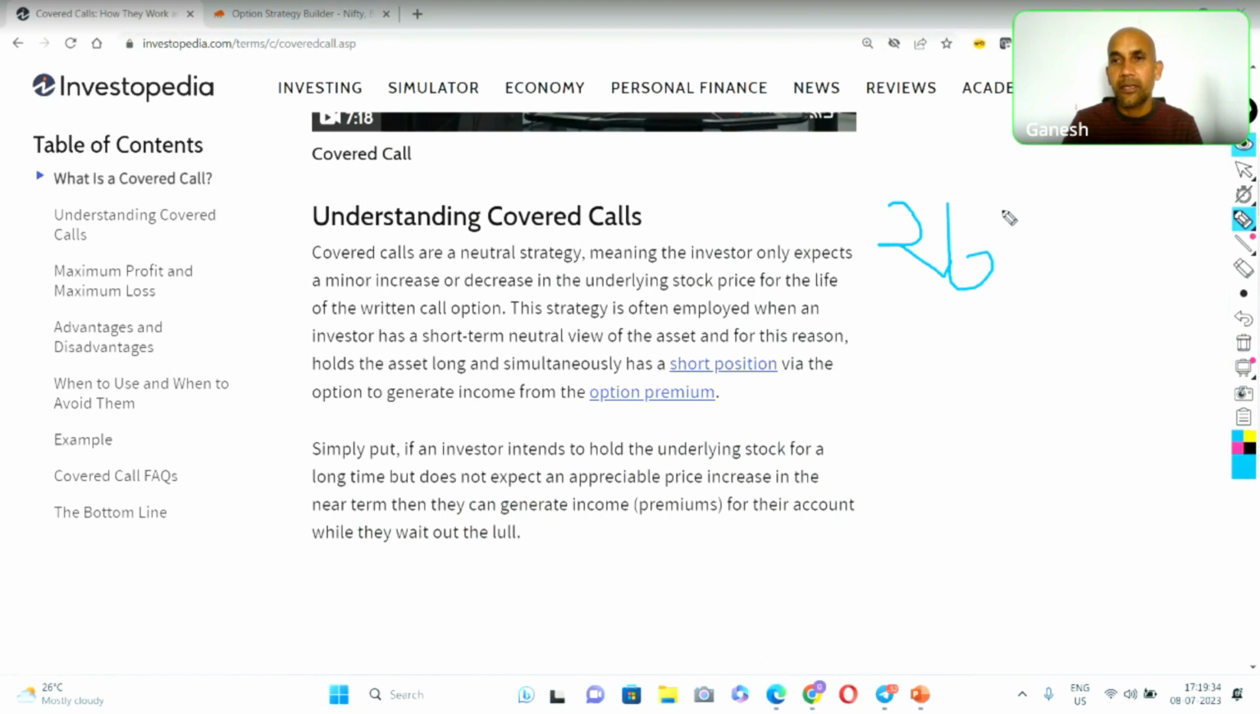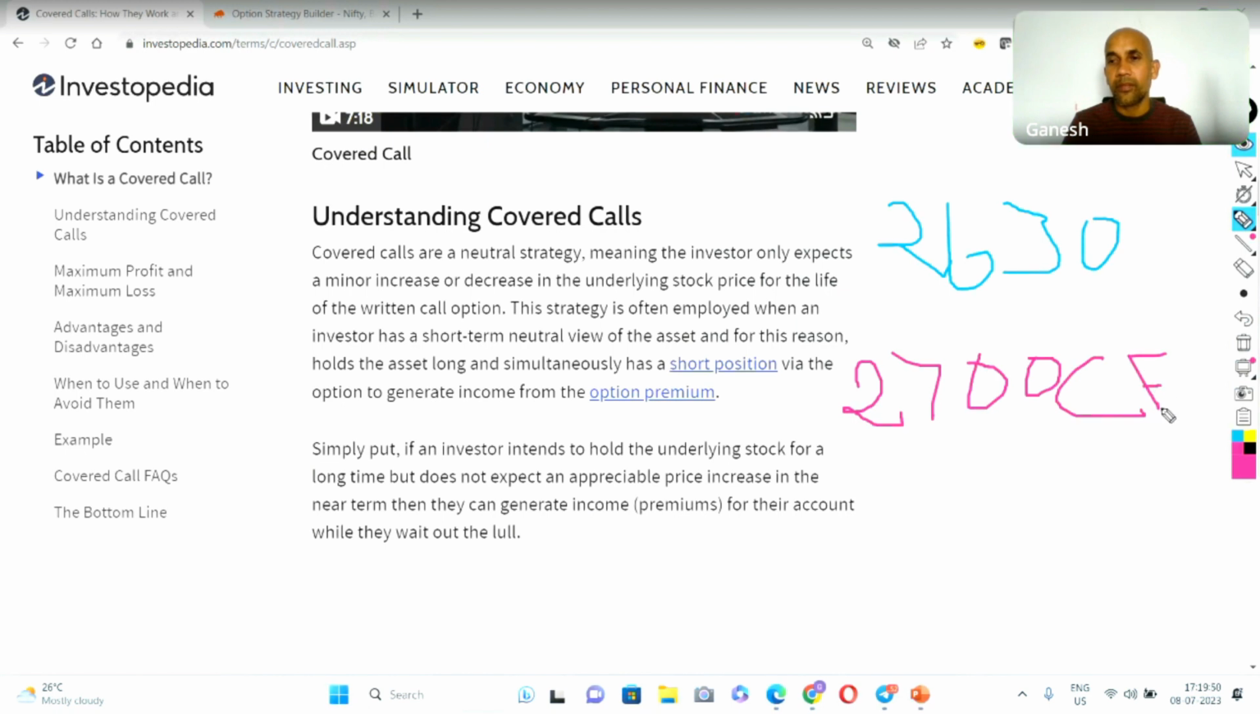2600 is your buy price, right? Now this month, let's say 2700 CE, you sell the CE. Maybe the price would be around 30 rupees or 25. That's okay, 30 rupees, let's say.